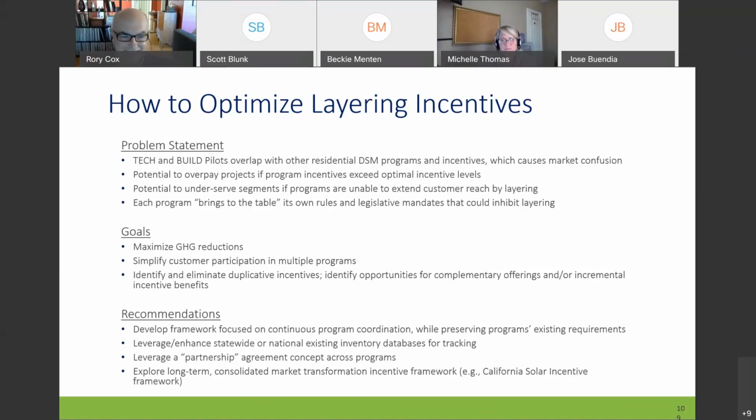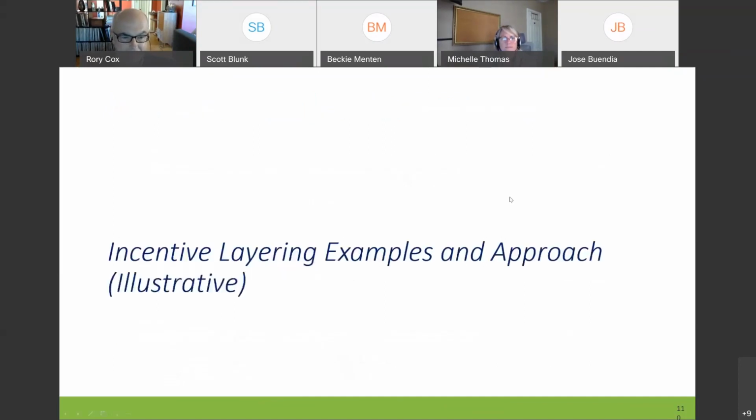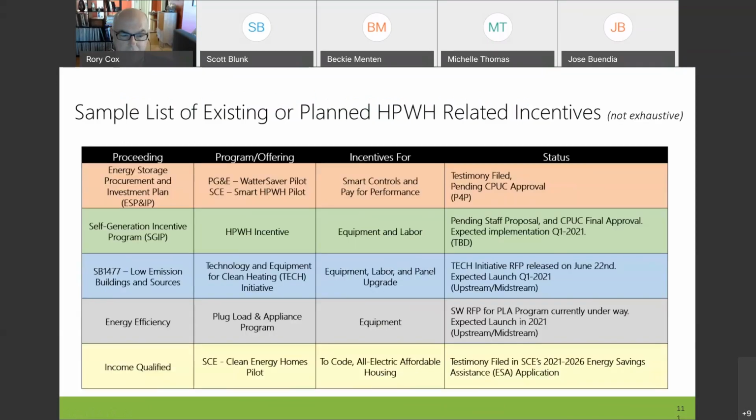Hi, good morning, everyone. This is Jose Buendia from SCE. Nate, if you want to advance to slide 1. Thank you. So basically, I'm going to touch on incentive layering examples and approaches that we have developed. And again, as Michelle noted earlier, this is really illustrative and it's just an example of what potentially we could look forward to. Next slide, Nate, please.